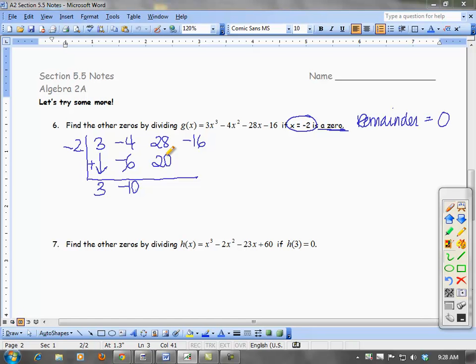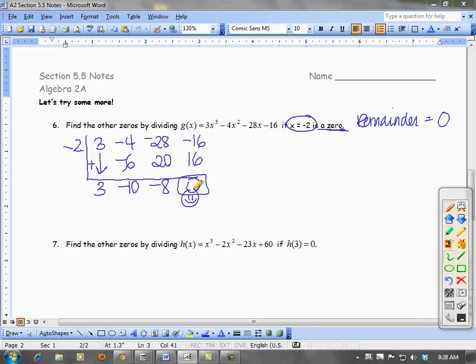Oh, this is a negative 28. I better fix that first or this isn't going to work out. Negative 28 plus 20 is a negative 8. Negative 8 times negative 2 is a positive 16. So I end with a remainder of 0. I always make it a smiley face because that's what we need to have.